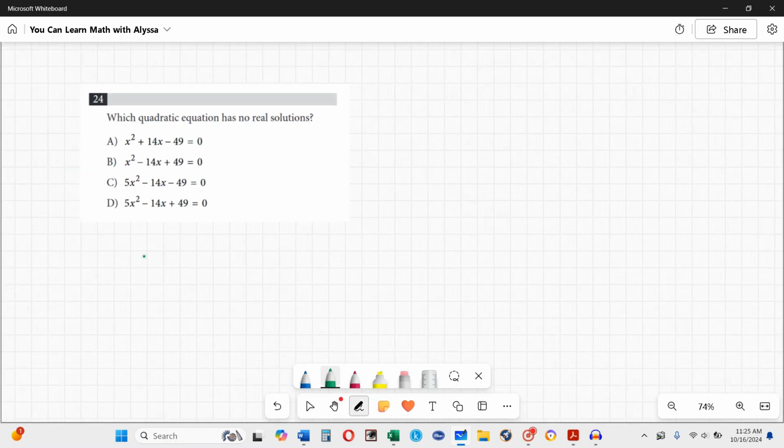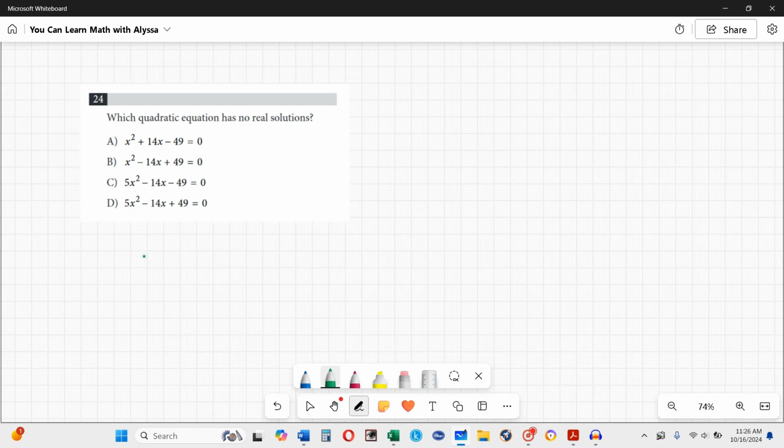Number 24, which quadratic equation has no real solutions? There's two ways that you can go about doing this. Whichever one is quicker, whichever one you remember how to do, whichever one works the best for you, that's the way you should use.